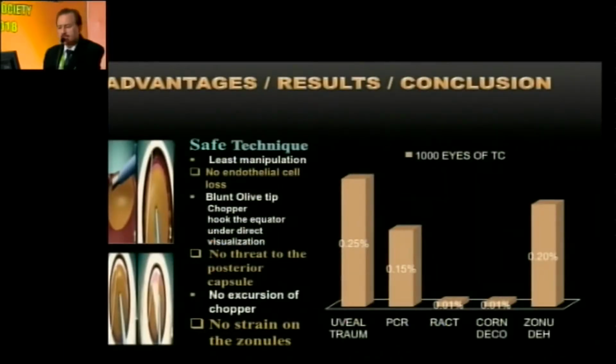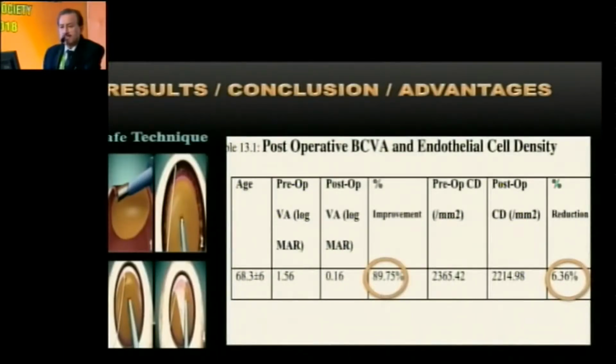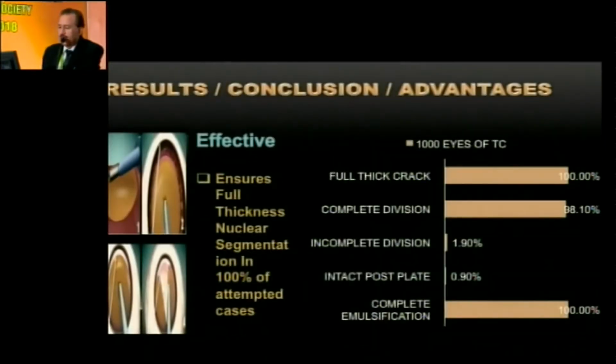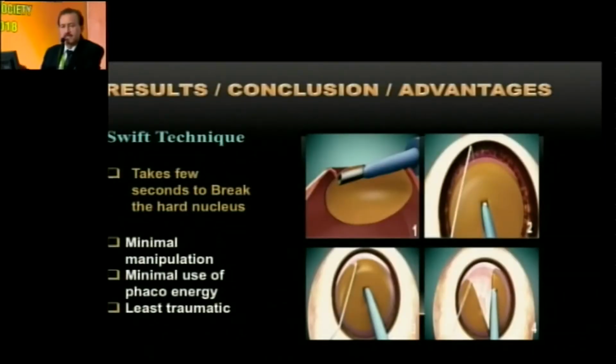The technique is very safe, very simple, and it's least traumatic, because since you're not handling the nucleus too much or not doing too much of manipulation, you don't get any endothelial cell loss or adjacent tissue injury, and it's very effective. 100% of the cases you can break the nucleus into 2 complete pieces. It's very swift. It takes hardly few seconds to break the nucleus.